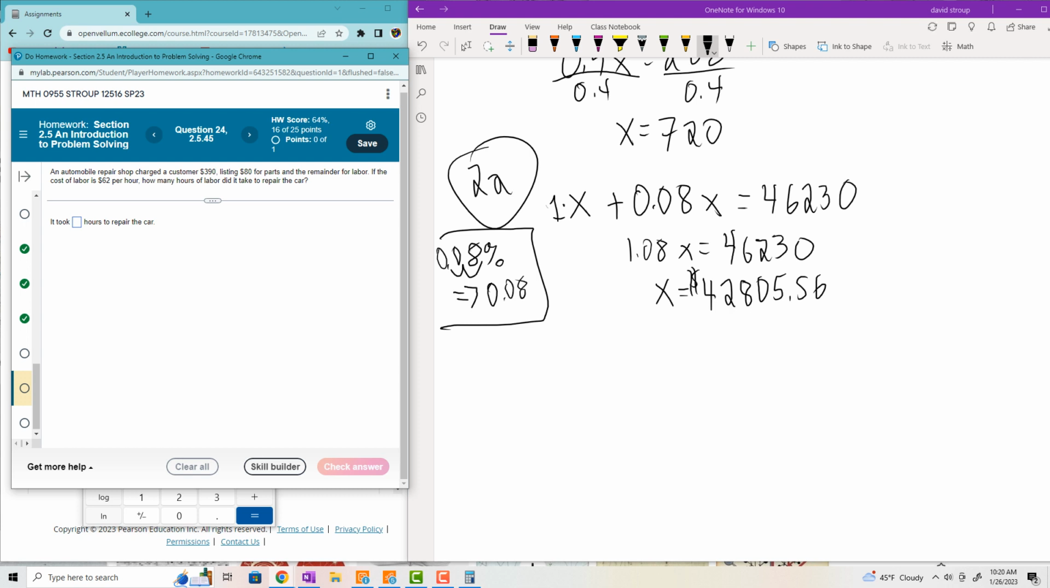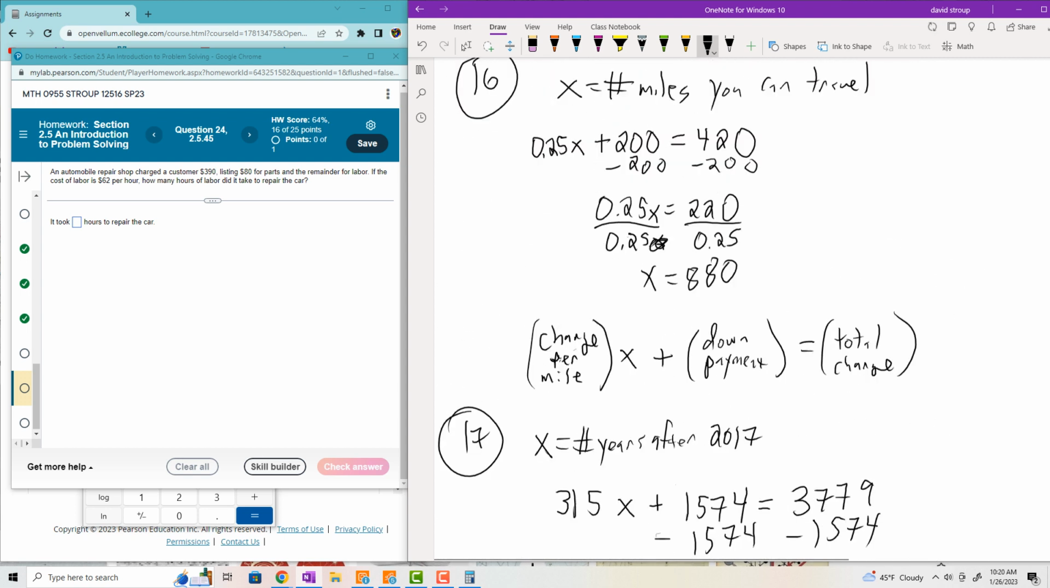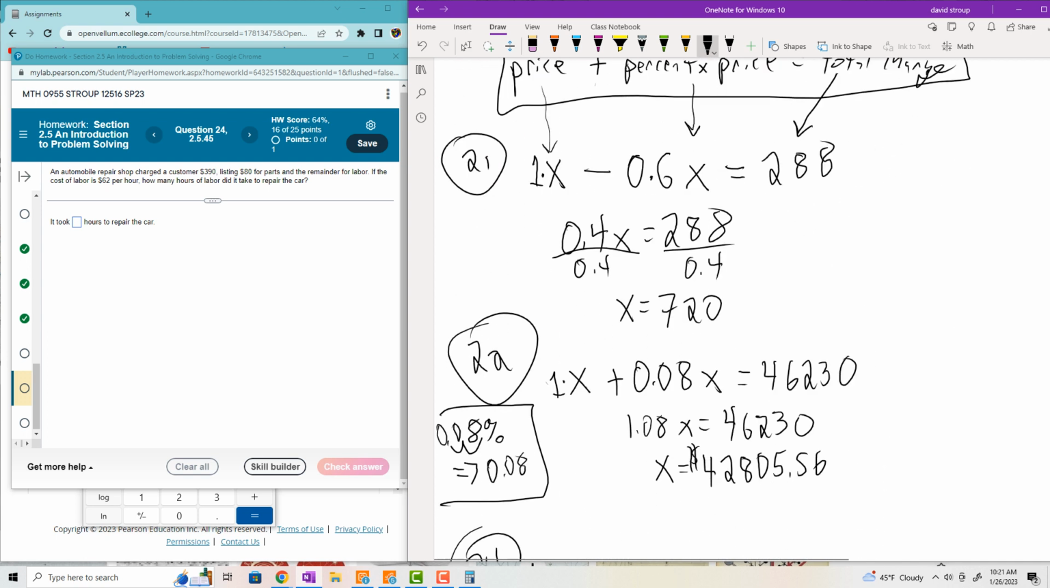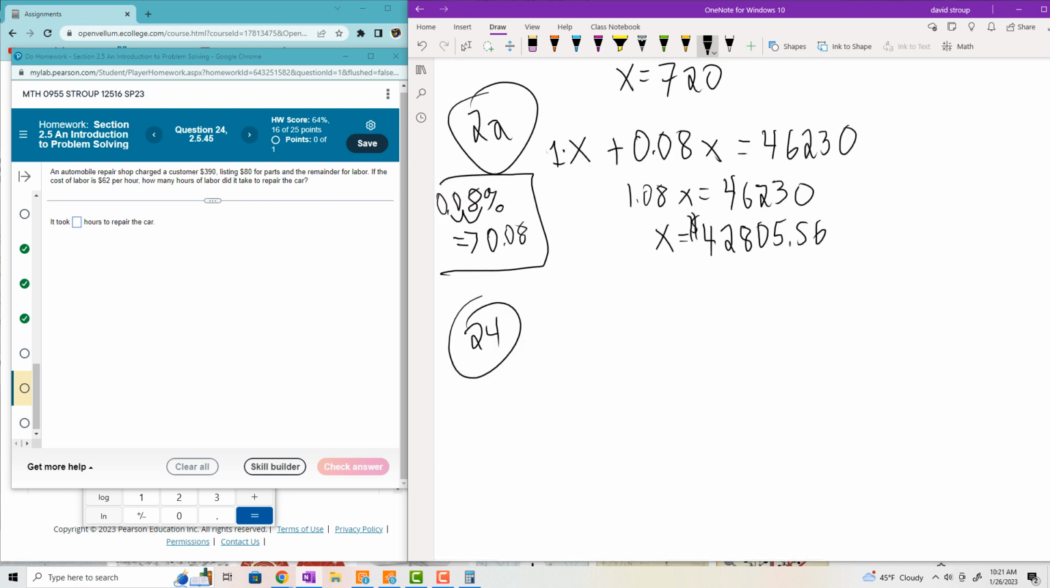This is another one of those. We'll do this one. Auto repair shop charge $390. This is kind of like a price where you have a fixed cost, and then you're adding in some variable cost because of the cost per hour. So going back to this problem, if I wanted to reimagine it, there's a fixed cost, and then there's this variable cost over here. So it's always like that. The variable cost plus the fixed cost. Okay, so let me write that again.